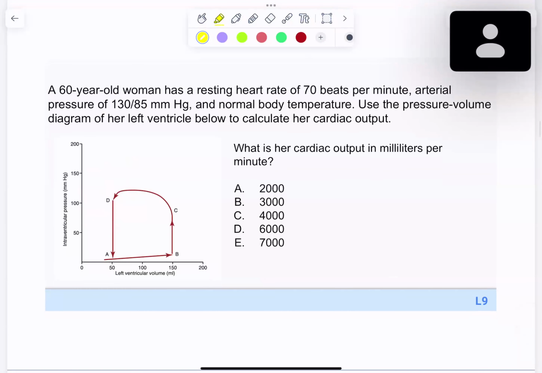Anytime. Okay, let's move on to the next question. A 60-year-old woman has a resting heart rate of 70 beats per minute, arterial blood pressure of 135/85, and a normal body temperature. Use the pressure volume diagram of her left ventricle below to calculate her cardiac output. So again, this is a mathematics question, and you need to use the values in this diagram to calculate the cardiac output. So I'll give you guys a minute to calculate it.